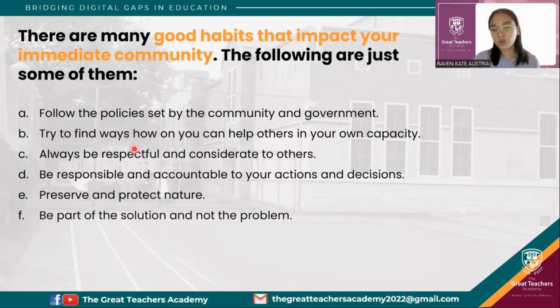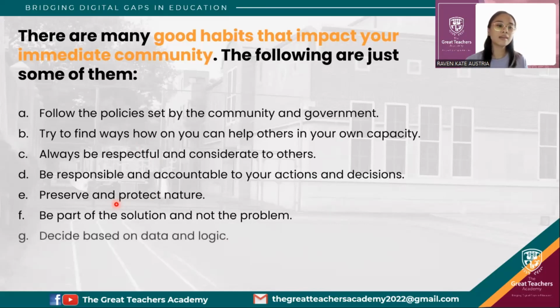And then be part of the solution and not the problem. This is a very nice statement that we should always remember. So, ikaw dapat as a person in the community, you should always be part of the solution. Ibig sabihin, kasama ka sa magre-resolve ng problem. Hindi ka dapat part ng problema. Meaning, kasama ka sa nagpapagaan ng problema at hindi ka kasama dapat sa nagpapabigat sa problema.